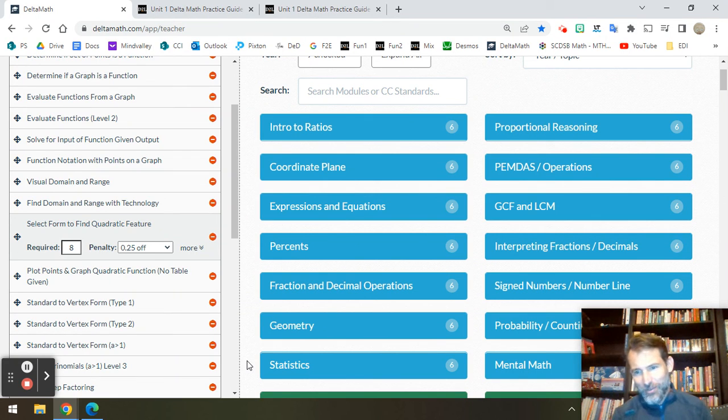This next kind of question I really like. You want to get very good at this. It should feel like second nature, so I'm asking you to do 8 of them. It's called selecting the form to find the quadratic feature.